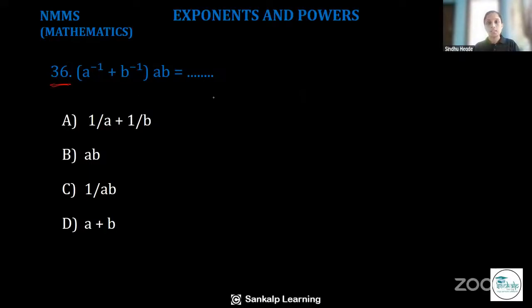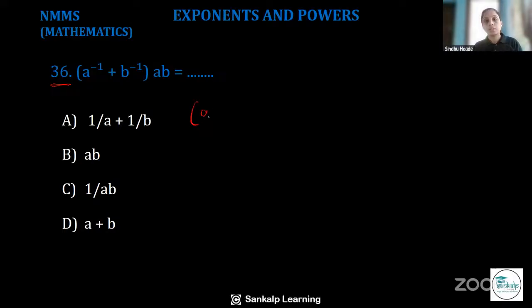Let us see question number 36 of the chapter Exponents and Powers. A raised to minus 1 plus B raised to minus 1 into A into B is equal to dash. Option A, 1 by A plus 1 by B. Option B, A into B. Option C, 1 by A into B. Option D, A plus B.